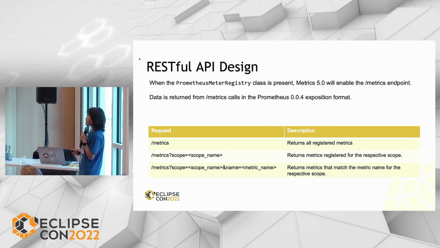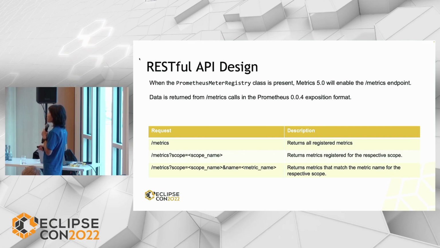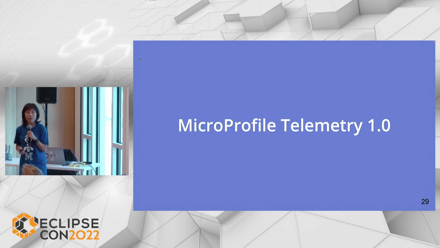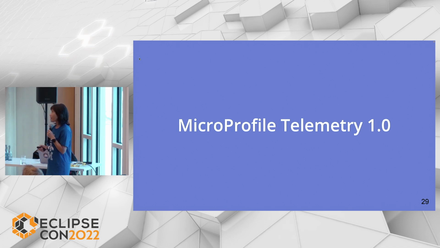The other thing is you can even fine-tune it with the metric name. You can specify scope and metric name, and you get all the metrics in the same scope with the corresponding metric name listed. So that's a quick run-through about metrics. And next one is about telemetry.